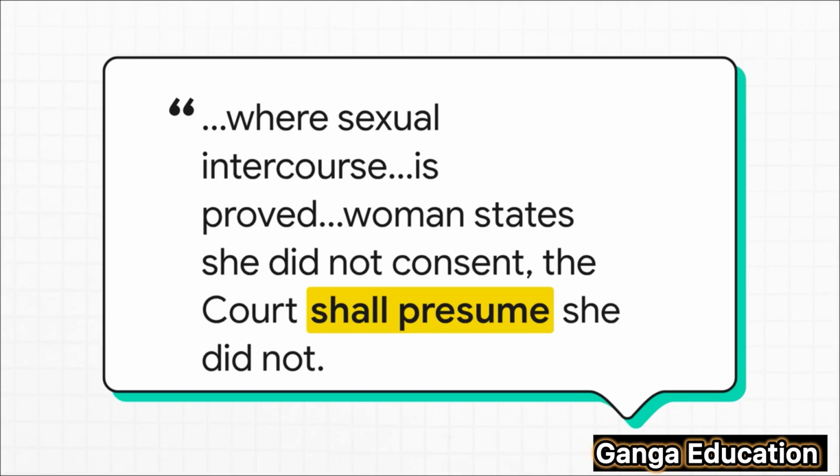You see, it sets up 2 simple conditions. First, the act of sexual intercourse has to be proven, and second, the woman has to state in her court evidence that she did not consent. If both of these are met, the court shall presume there was no consent. Notice the word shall. This isn't a choice for the judge, it's a direct command from the law.